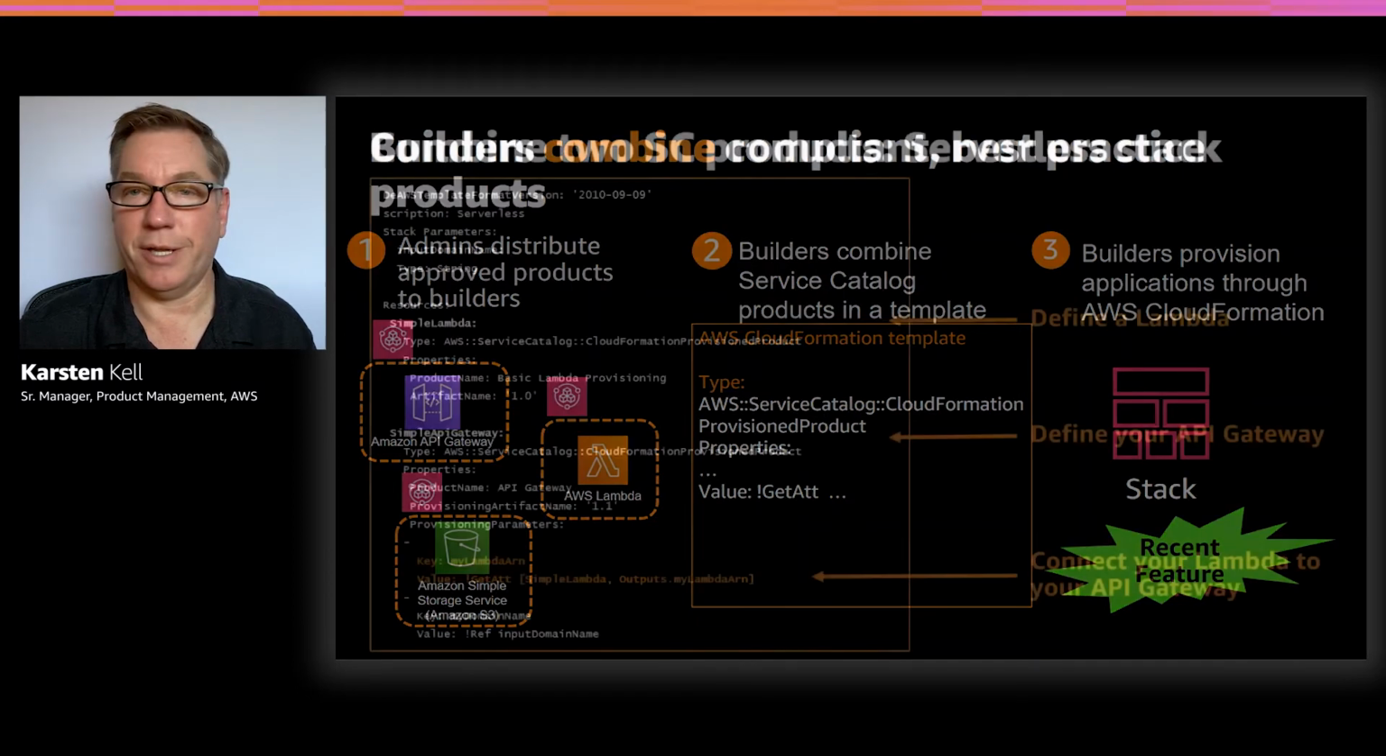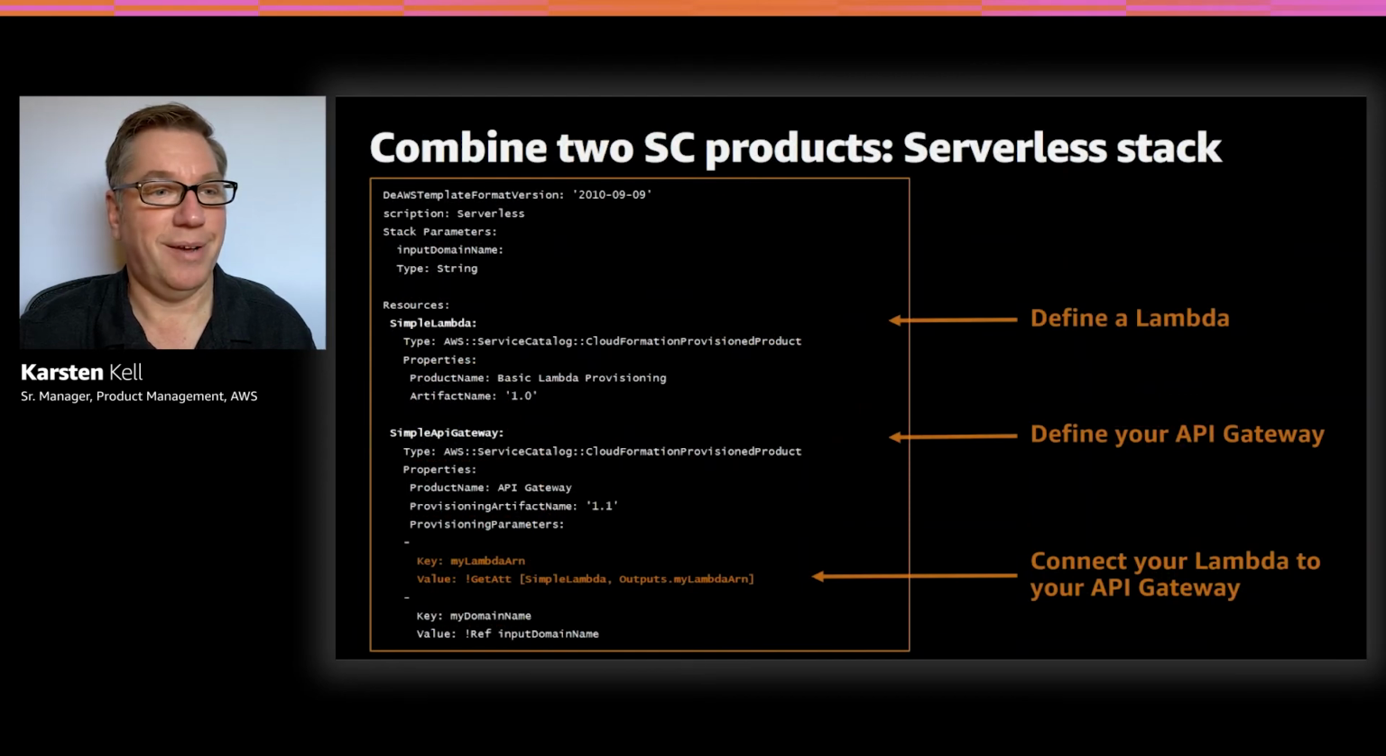And here's a little bit more detail about what this would look like. So you can define your Lambda in CloudFormation. You can define your API gateway, and then you can connect your Lambda to the API gateway. And I've highlighted that here. What we use is the CloudFormation GetAtt command. So that gets the attribute that's been specified, and that gets used in the provisioning of that product. So the net result of this is that a developer could create a very simple serverless stack simply by combining two Service Catalog products.